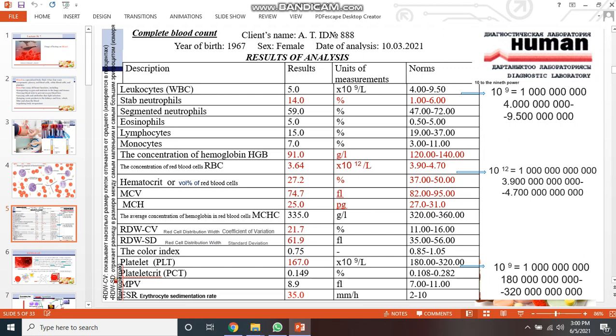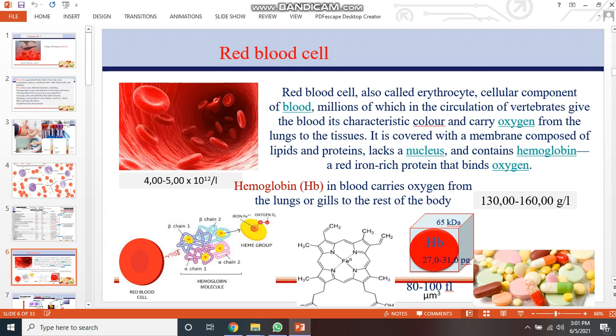The average concentration of hemoglobin in red blood cells, MCHC, is 335.0. RDW-CV, red cell distribution width coefficient of variation, is 2.7, and red cell distribution width standard deviation is 61.9. The color index is 0.75, platelet is 167.0, and MPV is 8.9, and ECR is 35.0.